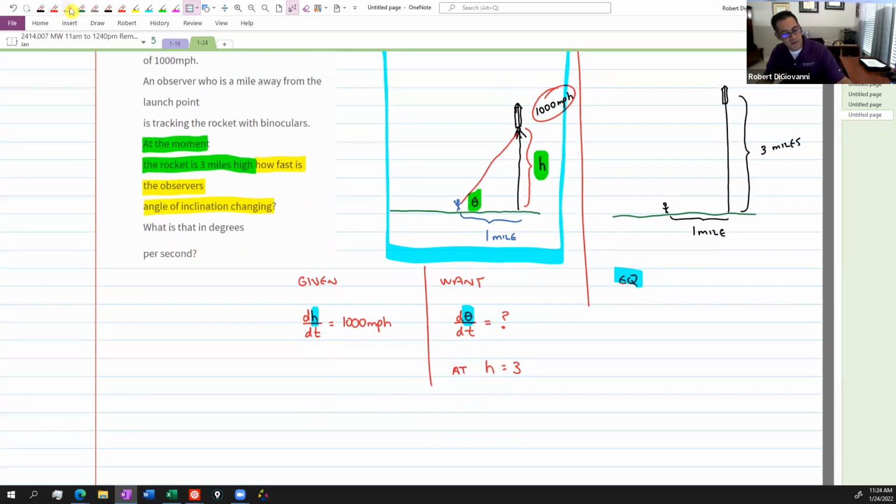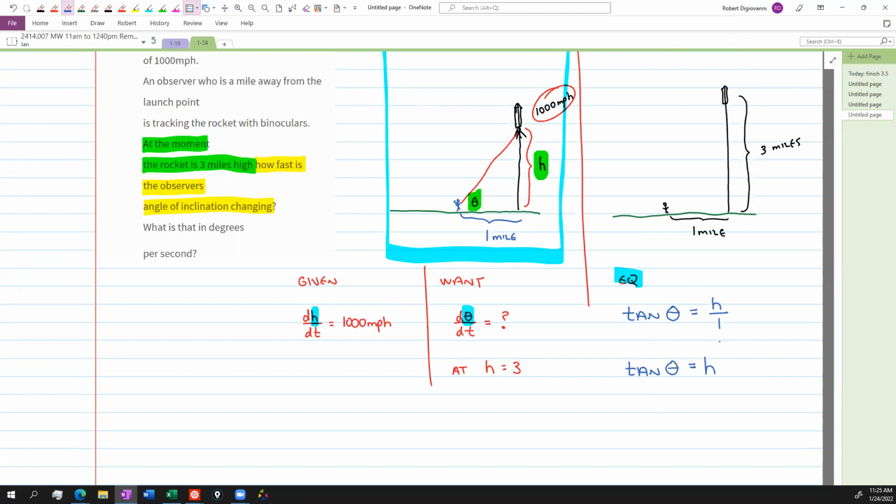I can write down this relationship that tangent of that angle theta is equal to H over 1, which really just means that tangent of theta is H. Are there any questions? I realize related rates is not something people feel comfortable with in Cal 1. It's weird. Are y'all following what I'm doing here? Yes, sir. Okay. What's the next step?